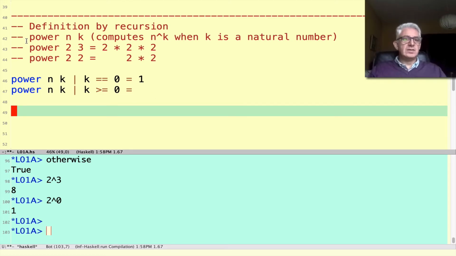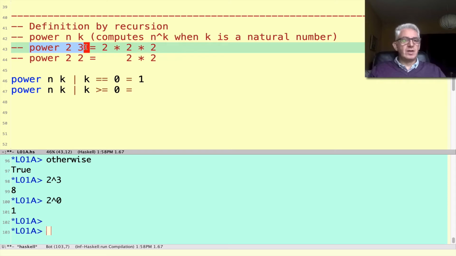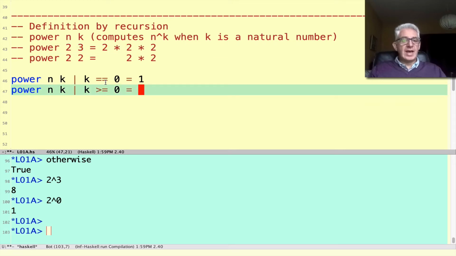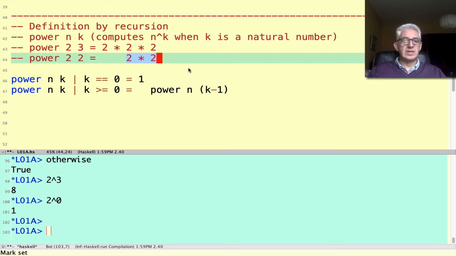So what does that mean? Well, it's easily illustrated by this little example that I've given. If we're going to compute 2 to the power 3, what we're computing is 2 multiplied by 2 multiplied by 2. We're multiplying 2 by itself 3 times. And so the idea will be that we're going to compute this power in terms of a smaller power. We're going to compute it using power n k minus 1. So let's suppose we know how to compute n to the power k minus 1. For example, we know how to compute 2 to the power 2. We know how to compute this thing.